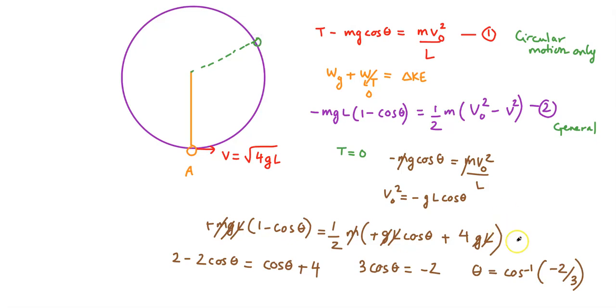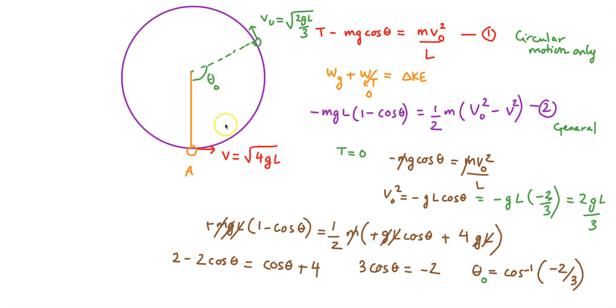And what is the speed at this point? Well, v0 squared is minus gl cos theta, and cos theta is minus 2 by 3. So that's 2gl by 3. So the tension in the string is going to become 0 at an angle theta naught, which is cos inverse of minus 2 by 3, whatever that is, somewhere here. But the bob is continuing to have a speed. The speed at this point is the square root of 2gl by 3.